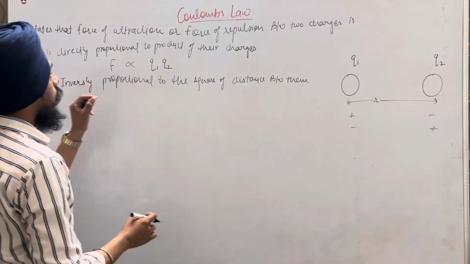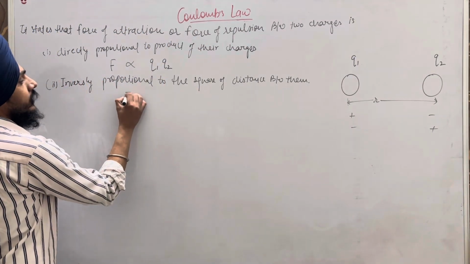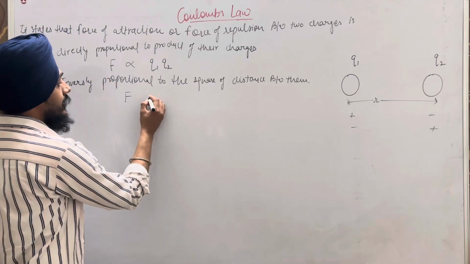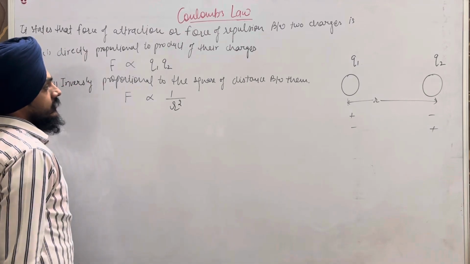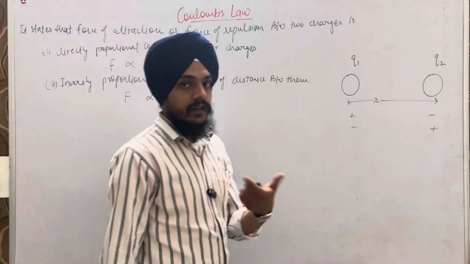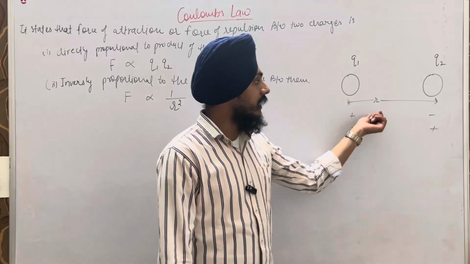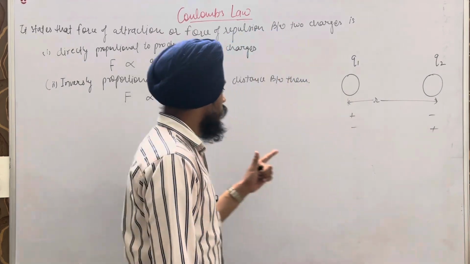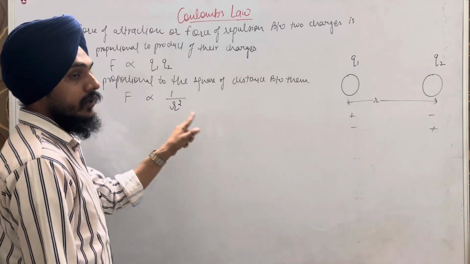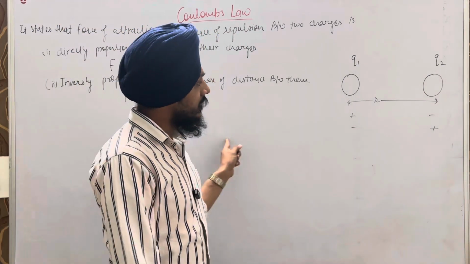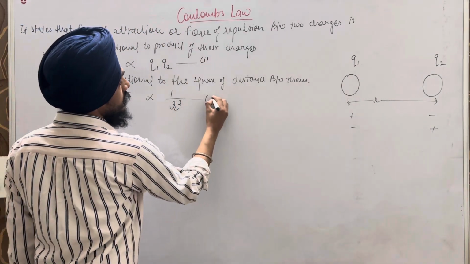So Coulomb's law states that the force of attraction or force of repulsion is inversely proportional to the square of the distance between them. What is the distance here? R is the distance between two charges. So force is proportional to 1 upon r square. R is the distance. Clear? Let this be the first equation. This is the second equation.